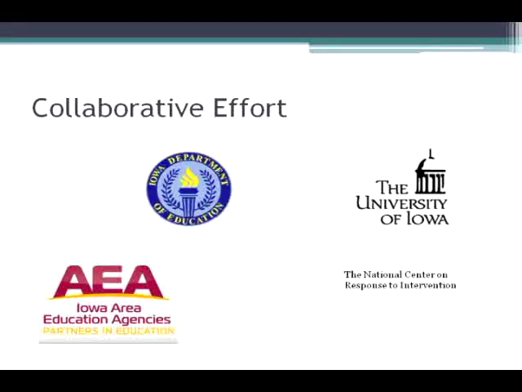This was a collaborative effort. The Iowa Department of Education was the primary source. They worked closely with individuals from the area education agencies across Iowa and contracted with the National Center on Response to Intervention to have both Dr. Erica Lemke from the University of Missouri and myself assist in the development process.